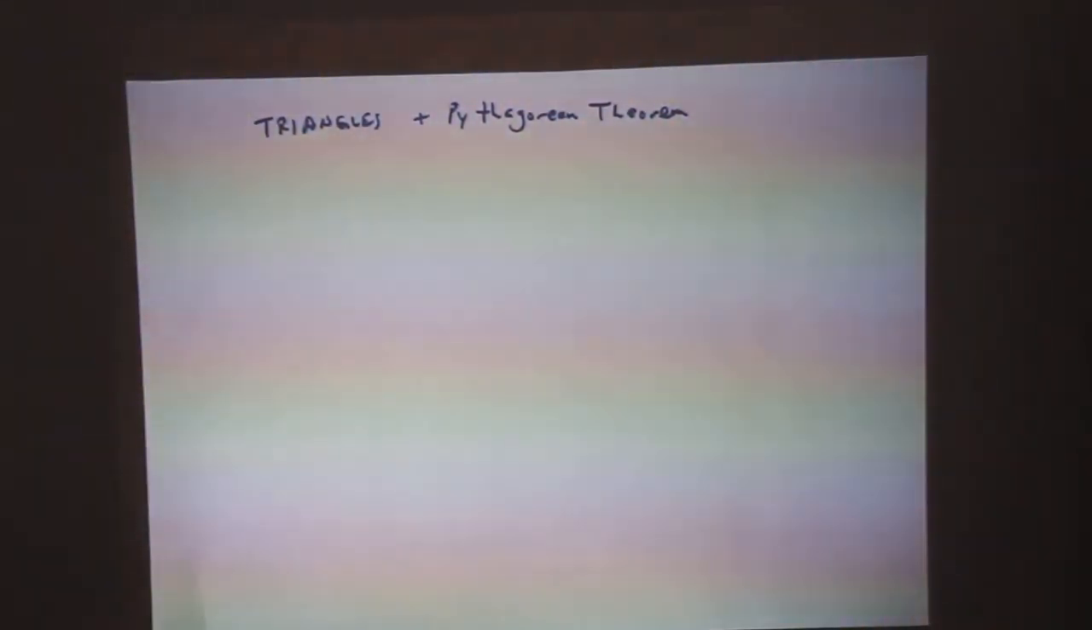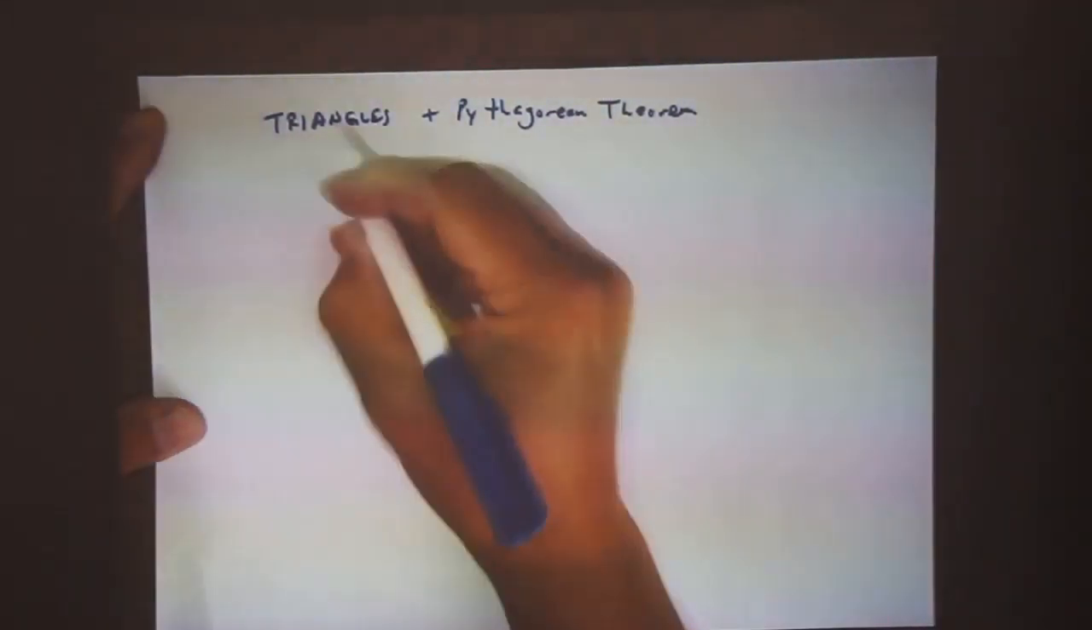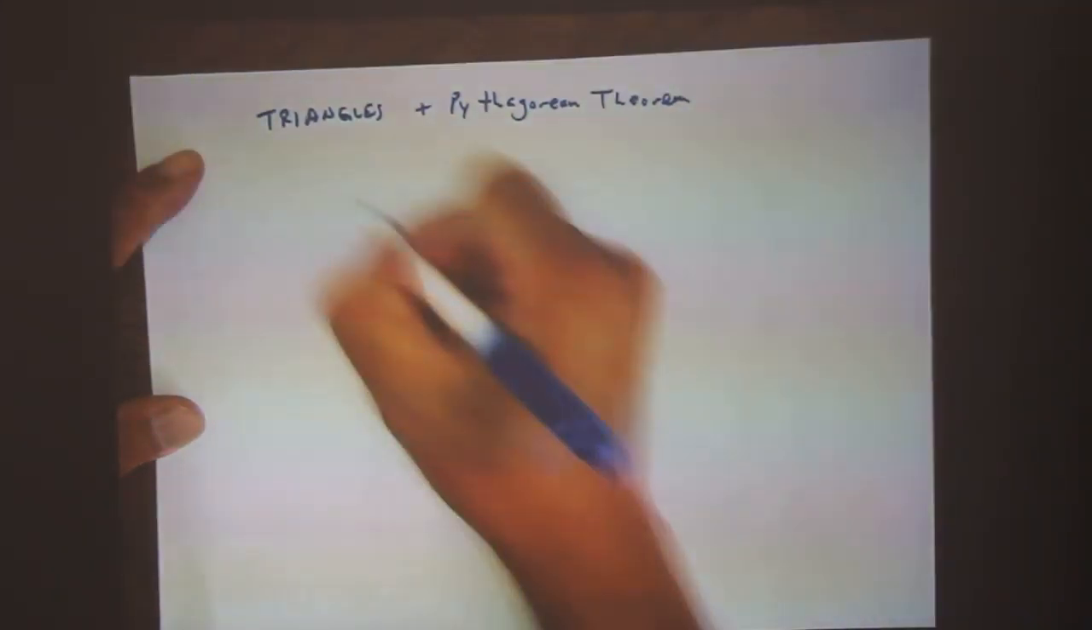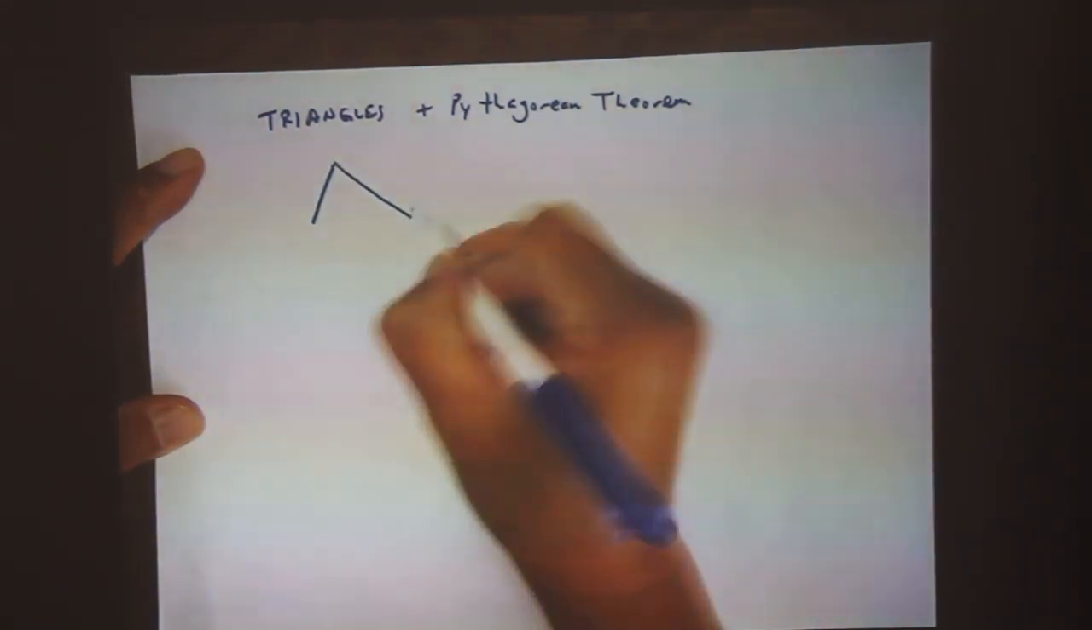Okay, welcome to the math lesson today on triangles and the Pythagorean theorem. So triangles, the simplest of all the shapes, only have three sides and three angles.